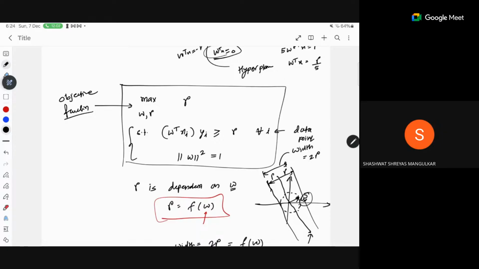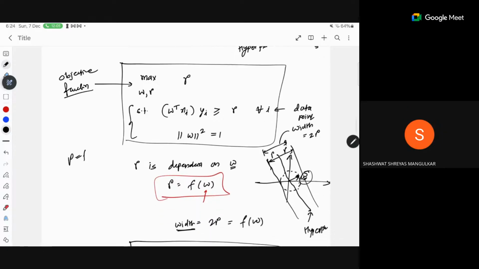So right now this is clear, till this part is fine, right? And what we are saying is gamma is a function of W. So if my W is constrained by length equal to 1, can I change these constraints, or can we merge these two constraints together? This is constraint number 1 and this is constraint number 2. This is an inequality constraint, and this is an equality constraint.